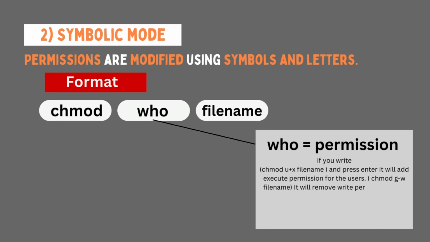For another example, if you type chmod g-w filename, it will remove write permission for the group on that specific file. In this case, g denotes the group, and -w means you are removing write permission. For more clarity, consider this example. If you type chmod a=r filename, it will set read-only permission for everyone. a stands for all users, groups, and others for that specific file.